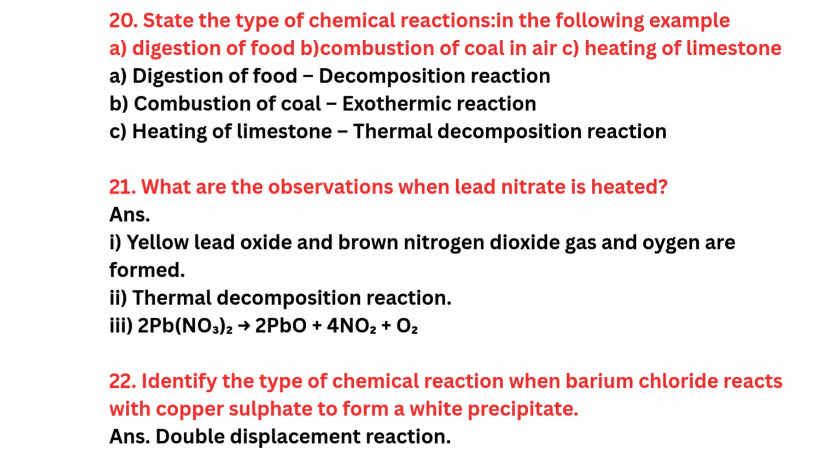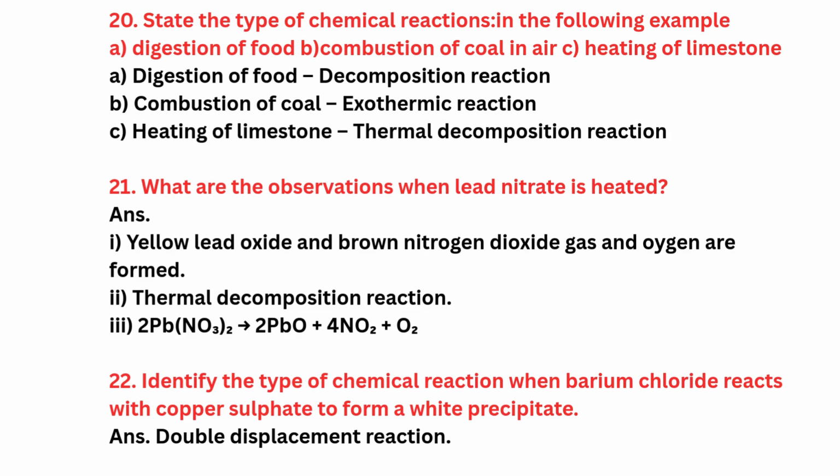Question number 21. What are the observations when lead nitrate is heated? Answer: yellow lead oxide and brown nitrogen dioxide and oxygen are formed. That is a thermal decomposition reaction. Equation: Pb(NO3)2, that is lead nitrate, on heating gives lead oxide PbO plus 4NO2 nitrogen dioxide plus oxygen.